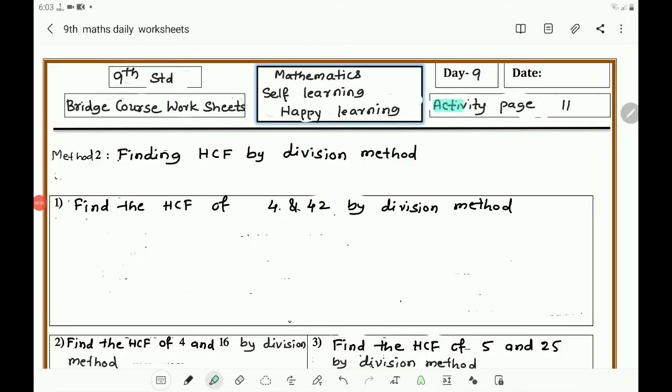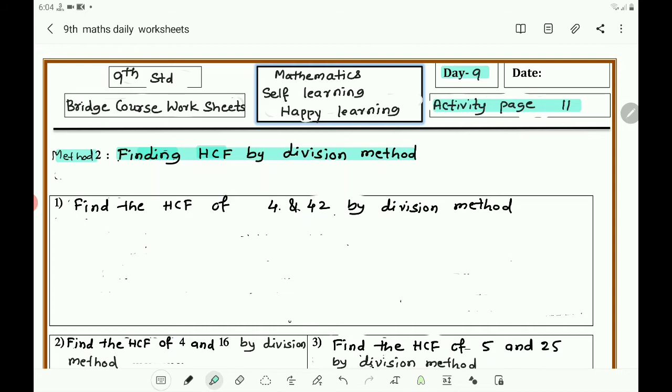Children, it is activity page 11 for day 9. That is the second method of finding the HCF. That is method 2, finding the HCF by division method. Already we discussed the prime factorization method of finding the HCF. It is now about the HCF by division method.